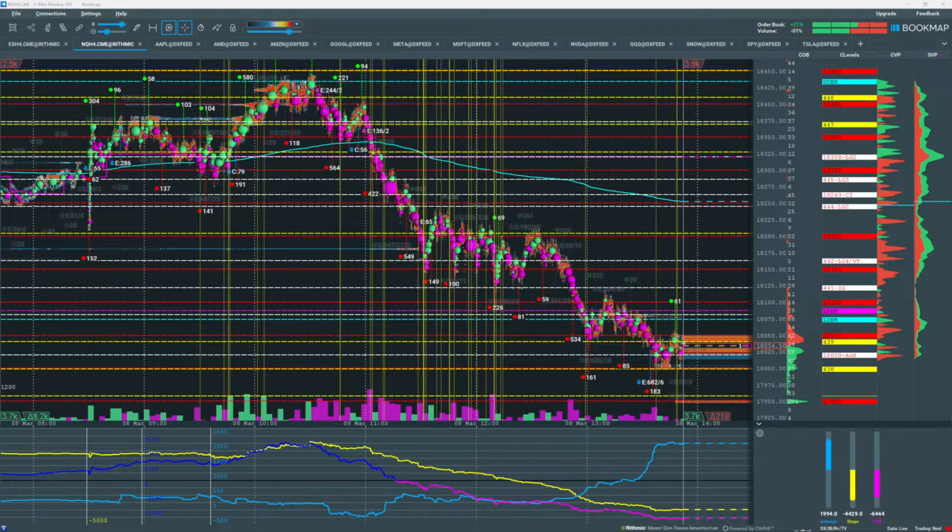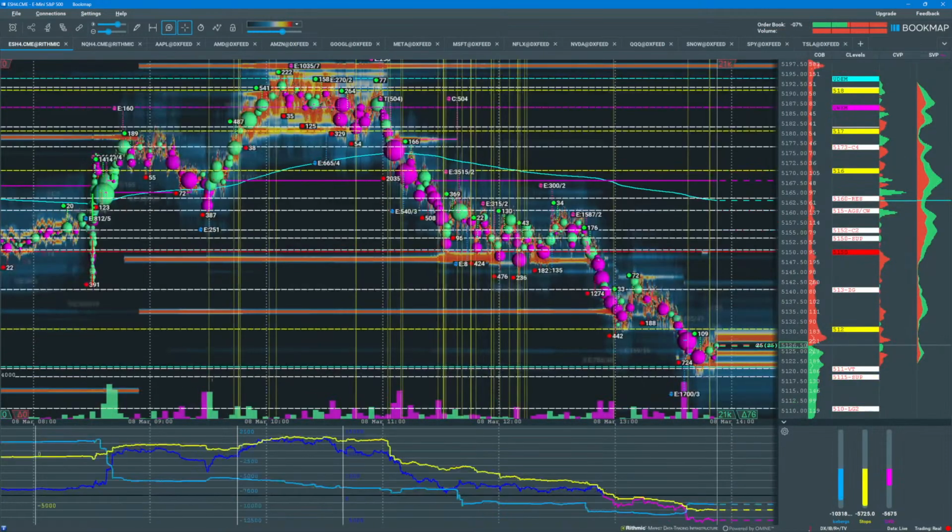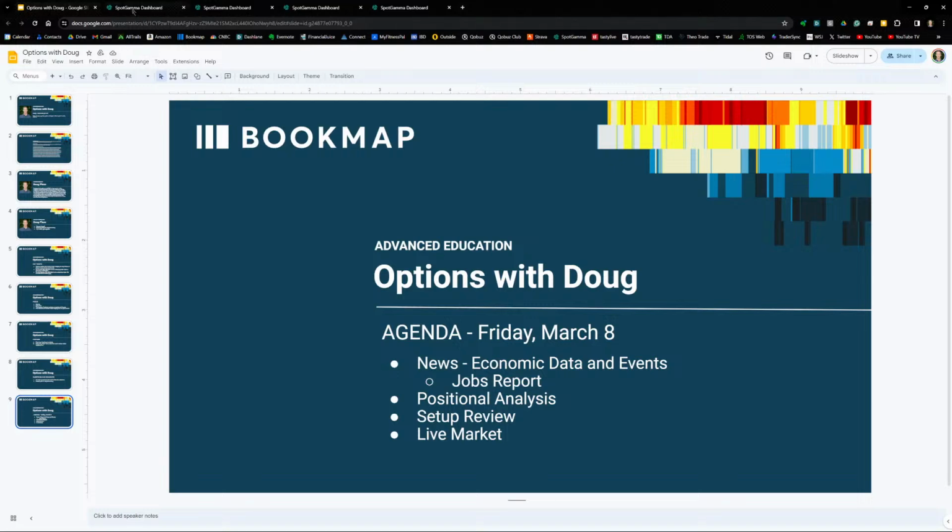Sometimes the options market gets ahead of the actual market. And again, we'll talk about setups in a few minutes. All right, let's take a look. Let's wrap up positional analysis by taking a look at gamma notional, and then we'll take a look at the Vanna model. That is something important to take a look at today.